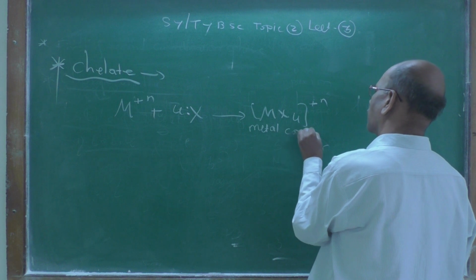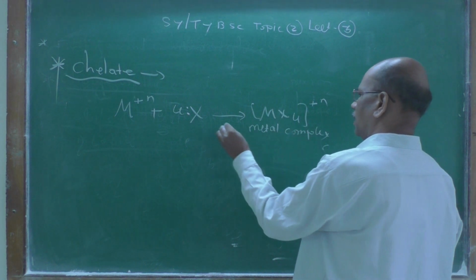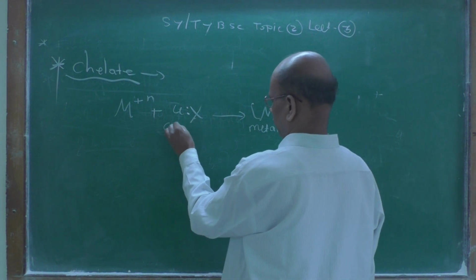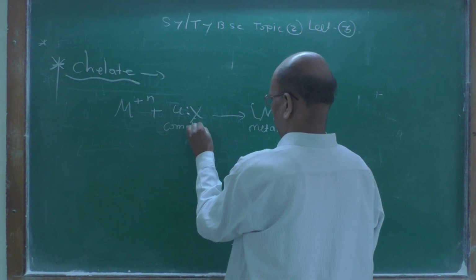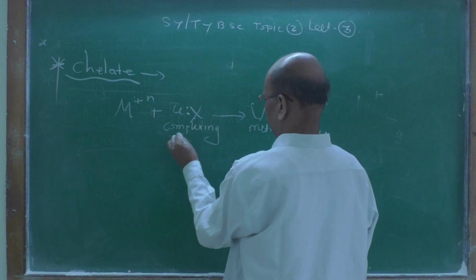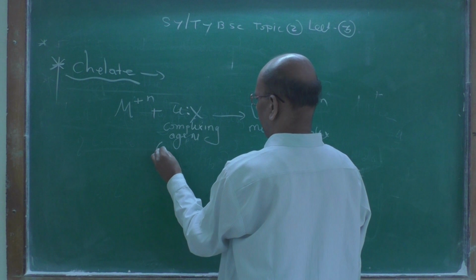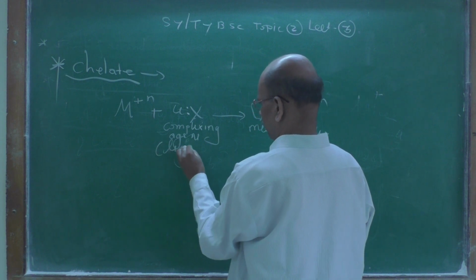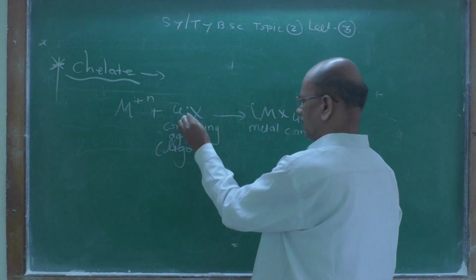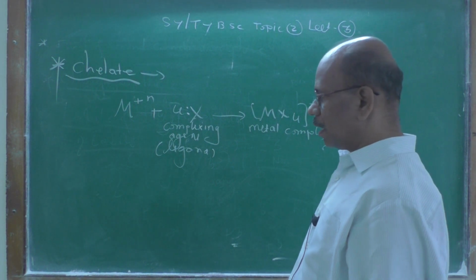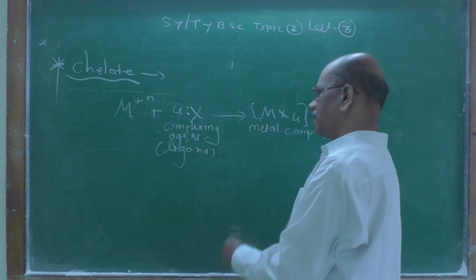So it is a metal complex. This X is known as a complexing agent, or simply a simple ligand, as it donates only one electron pair. So a metal complex is formed.